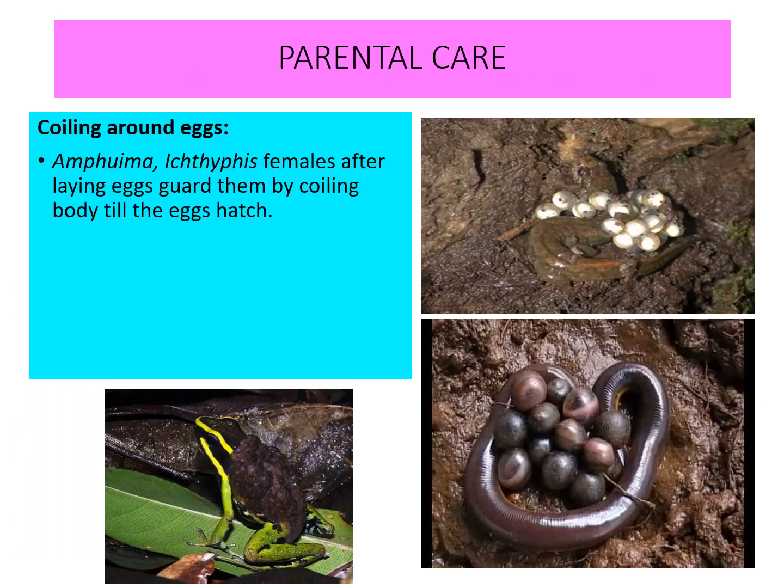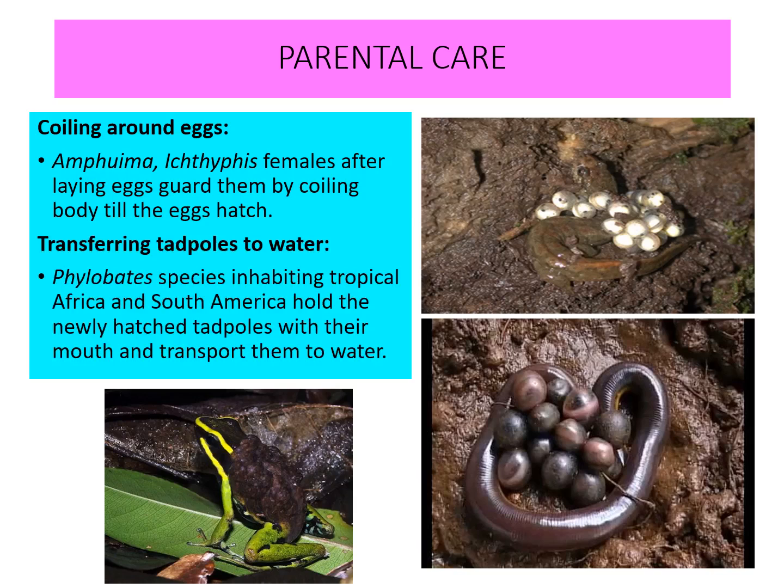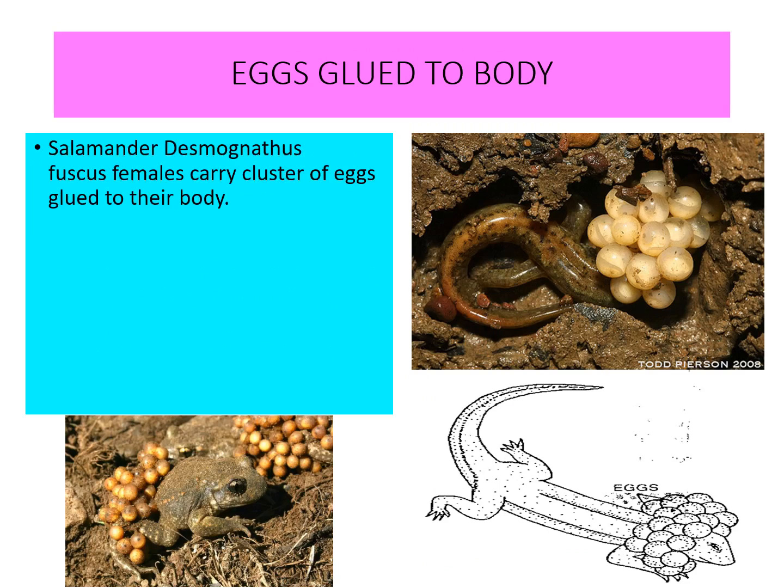Now coming to another way in which parental care occurs in amphibians. That is, they can coil around the eggs. For example, in the case of Amphiuma and Ichthyophis, the female, after laying the eggs, guards them by coiling around them until the eggs hatch, then transferring the tadpoles to the water. In the case of Phyllobates species inhabiting tropical Africa and South America, they hold their newly hatched tadpoles with their mouth and transport them to the water.